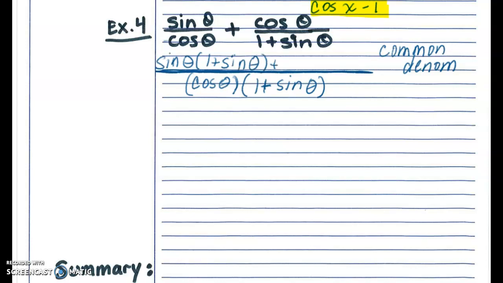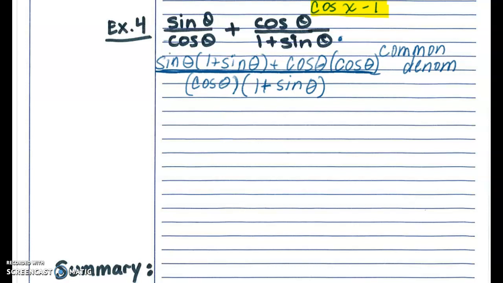Plus, now looking at my second fraction here, looking at my denominator, what do I see if I have to multiply 1 plus sine theta to get to my new denominator? I'm missing a cosine theta. So the existing cosine theta in my fraction times the cosine theta in the denominator, to make it equivalent. All right. Okay with that?